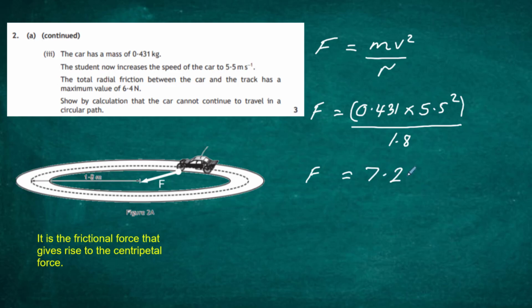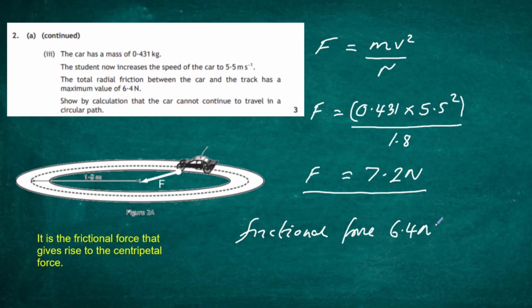So that's the value of the centripetal force. But as you can see, the frictional force in fact is less than that. So the frictional force has a value of only 6.4 newtons. Now therefore that's not enough to provide the required centripetal force to keep the car on the track. So 7.2 newtons is much bigger, therefore the car will go off the track, it will move off in a straight line from the track in that direction if you increase its speed.